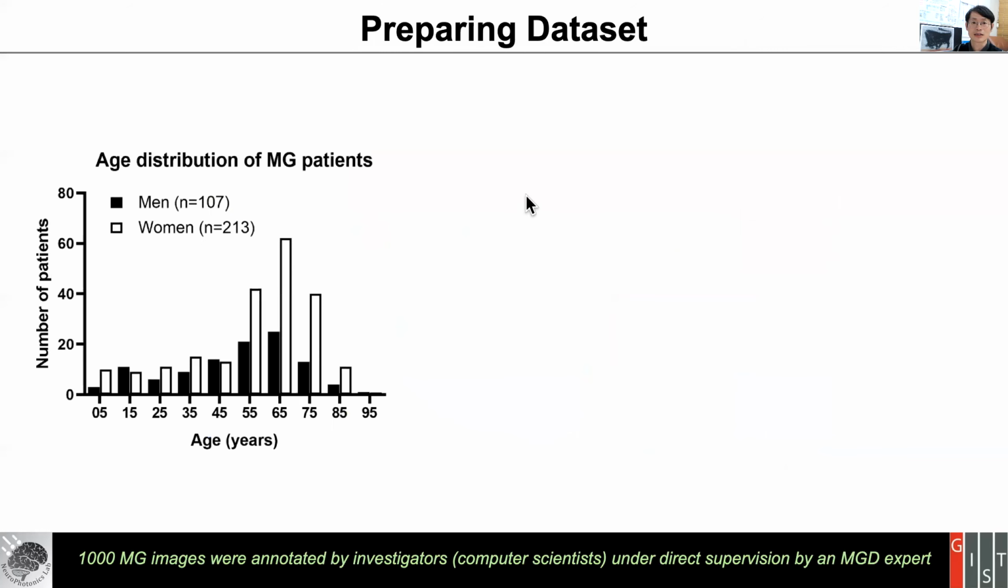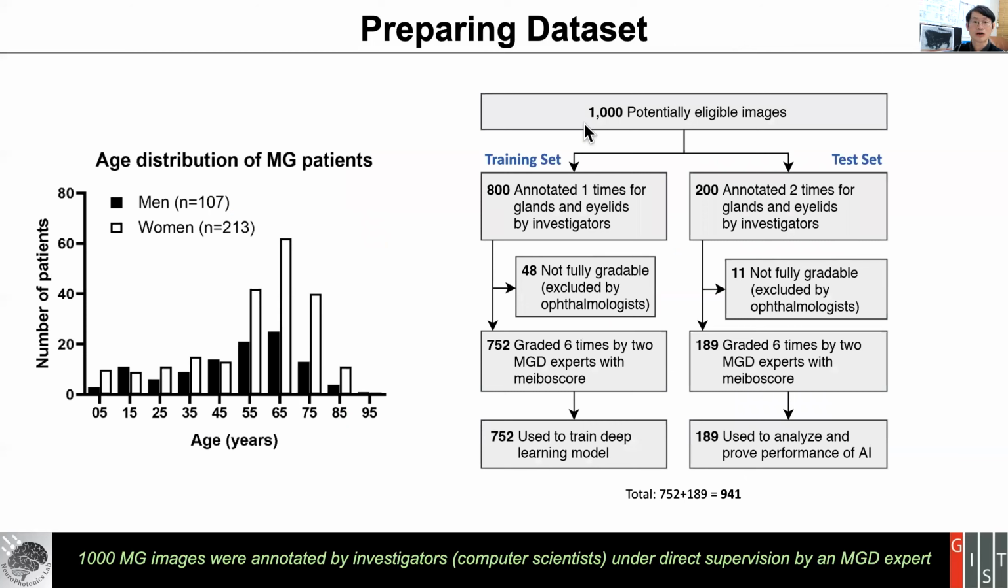So we collected a patient data set, with men and women with Meibomian gland patients. With that, we identified 1,000 potentially eligible images, and we divided them into 800 and 200 for deep learning training sets versus test sets. These 1,000 images were annotated by computer scientists under direct supervision by MGD Experts. And the MGD Experts were grading all these images 6 times with Meiboscore.